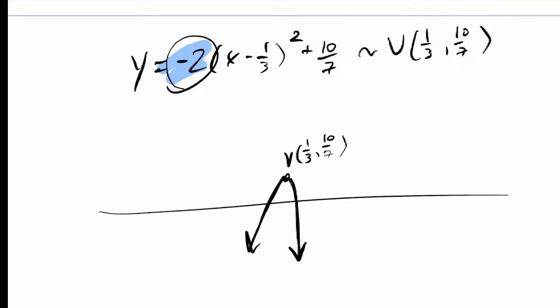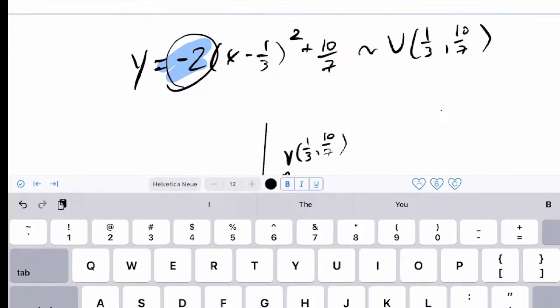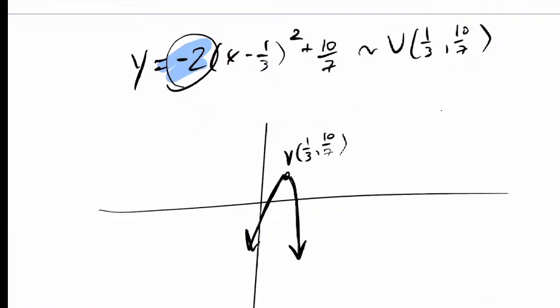Right, and I've got it going through the y-axis. It might look something like this, for all I know. Or it might look something like this. Or like this. I'm not sure. I'd have to find the roots to decide that portion of it in more detail.